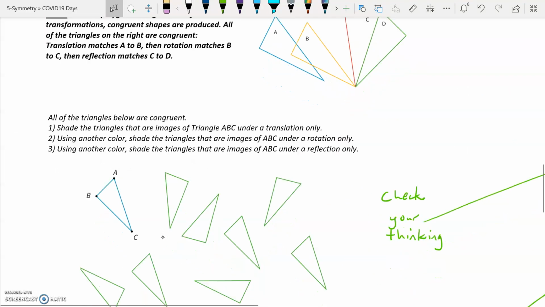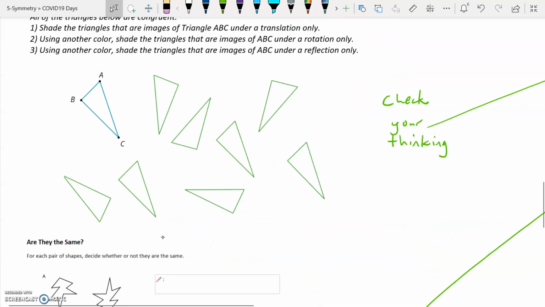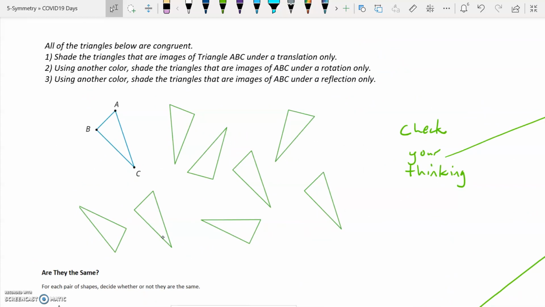Okay, moving on to that third practice set. So this is the one where you are just doing some highlighting. The first one is shading the triangles that are images of triangle ABC, that's the blue triangle in the upper left, under a translation only. So only the triangles that would be a translated version of ABC.